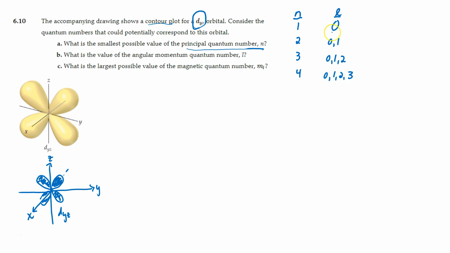Now remember, l not only has a number, it has a symbol. If l is 0, we call it s. If l is 1, we call it p. And if l is 2, we call it d. So here we have s, p, d, and f. So getting back to the question, what is the smallest possible value of the principal quantum number n for this orbital? Well, it's a d orbital, and I don't see d orbitals until I get here. So the smallest value of n would be 3.